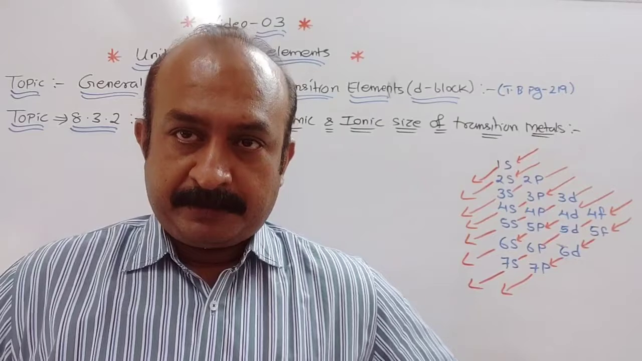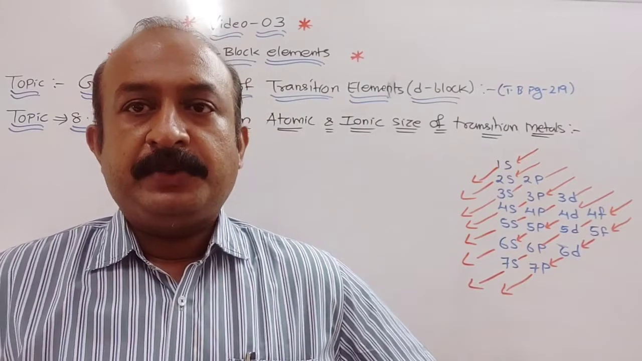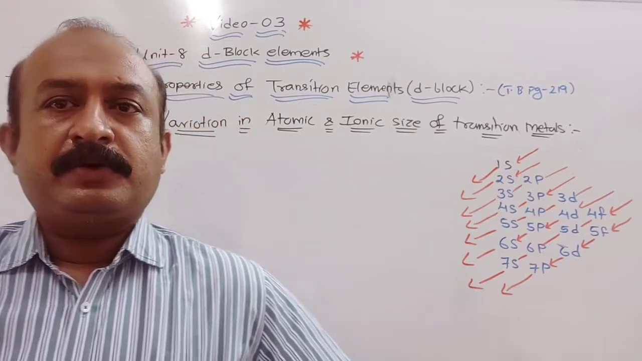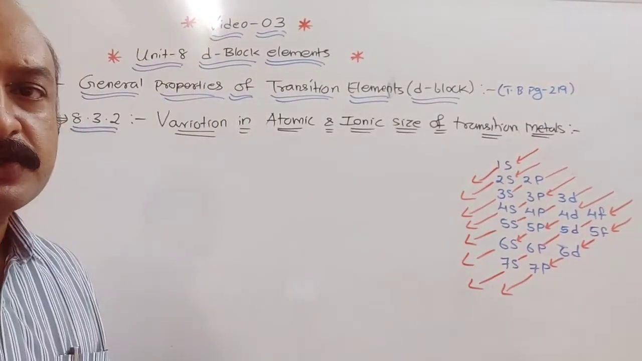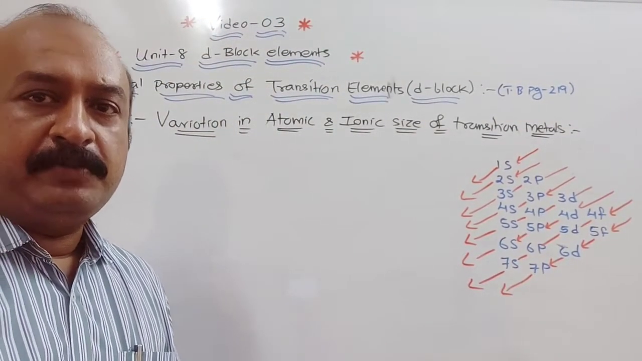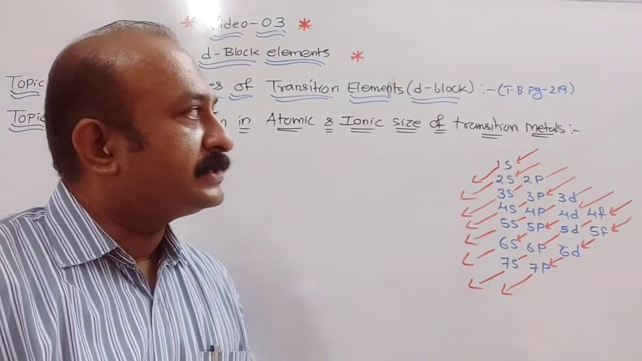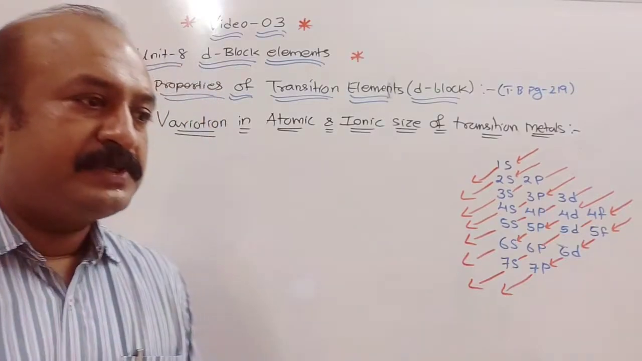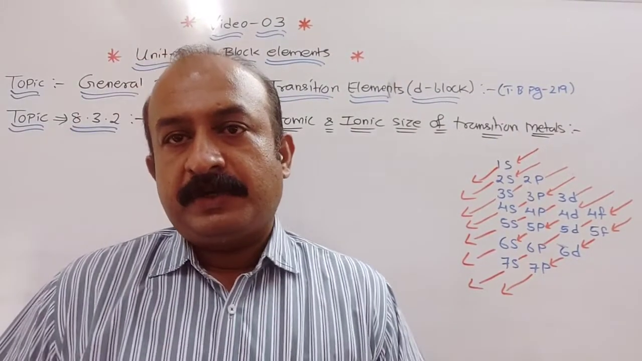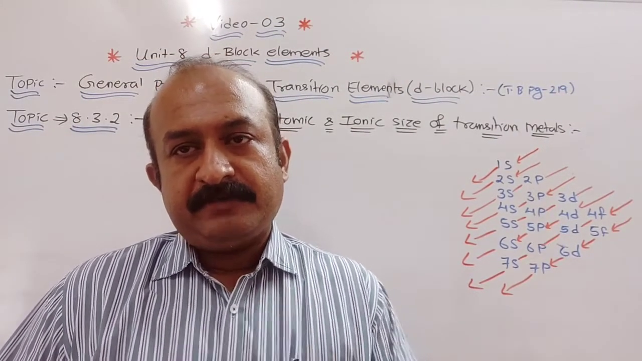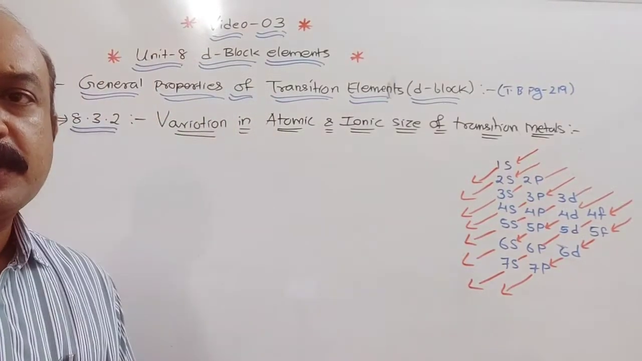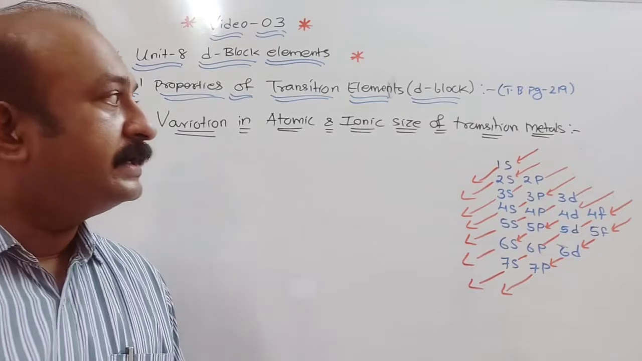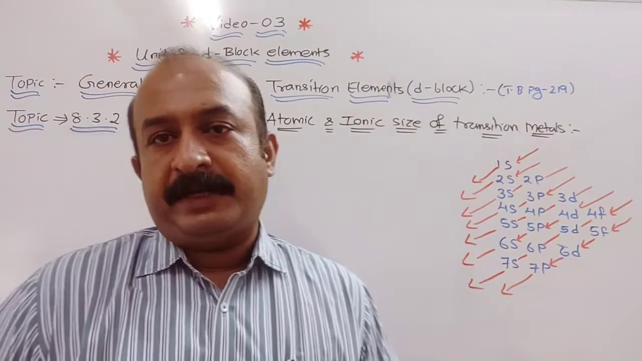Today in video 3 of our chapter, Unit 8, D block elements, we are going to discuss the general properties of transition elements, that is D block. It is given on textbook page number 219. Now, in that there are certain topics which have been cancelled in your syllabus. So the ones that we are going to discuss, the first one in general properties is the variation in atomic and ionic size of transition metals.